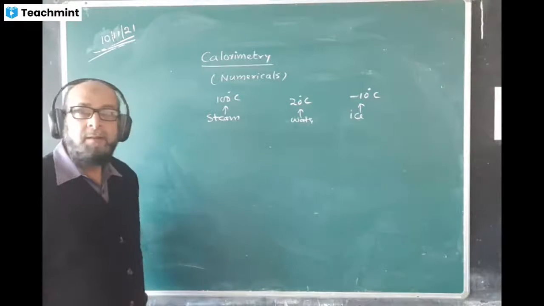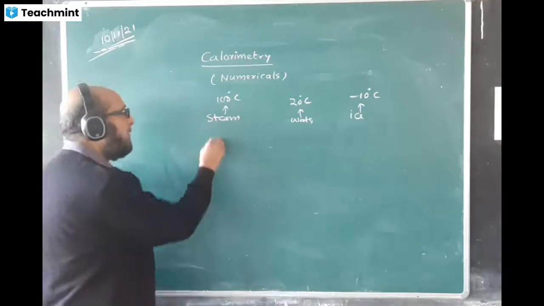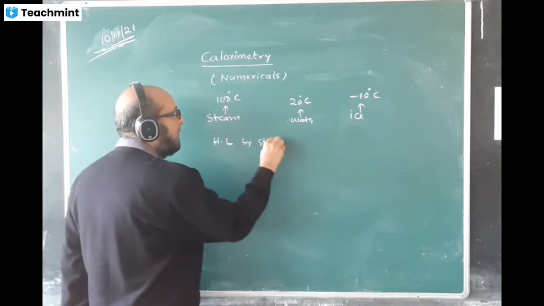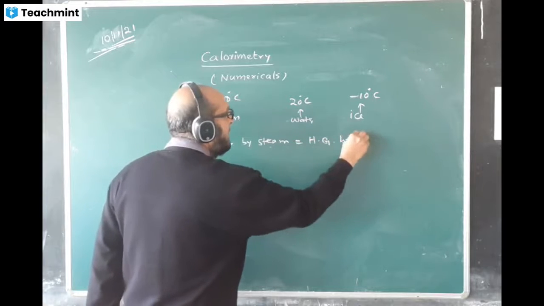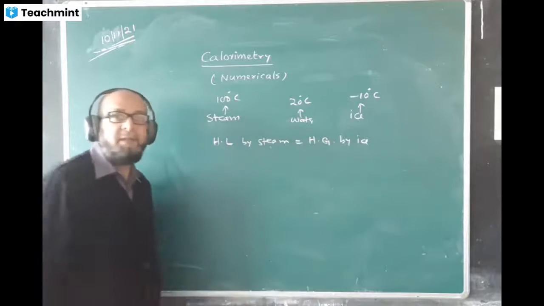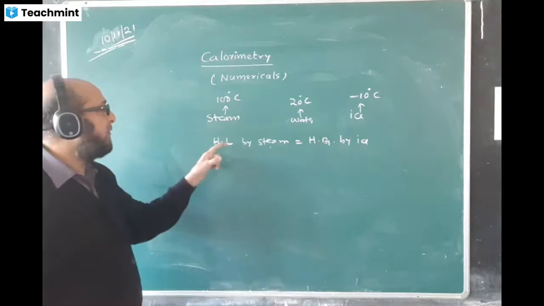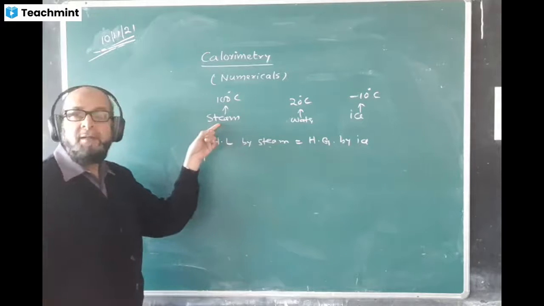Heat lost by steam is equal to heat gained by ice. Very good, very good. Heat lost by steam is equal to heat gained by ice. I write in short only. Just tell me equation making only, how to make the equation. Tell me what should I write now for this side? Heat lost by steam, what should I write?